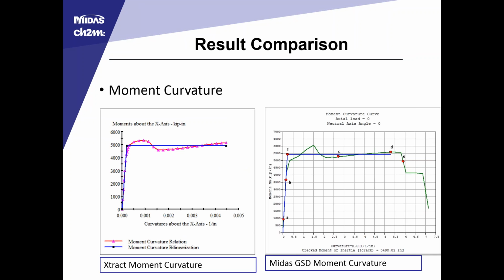So to compare the results a little bit, the initial moment curvature was done in Extract. And it's a very similar analysis program. The same input parameters were put in with the exception of a slight difference in the steel nonlinear model. Extract uses a simple bilinear with strain hardening model, whereas Midas GSD uses a parametric model. Just slightly different curve, slightly different response, and slightly different moment curvature output. Here we're right around 5,000 kip inches with Extract and just below 5,500 with the Midas General Section Designer.